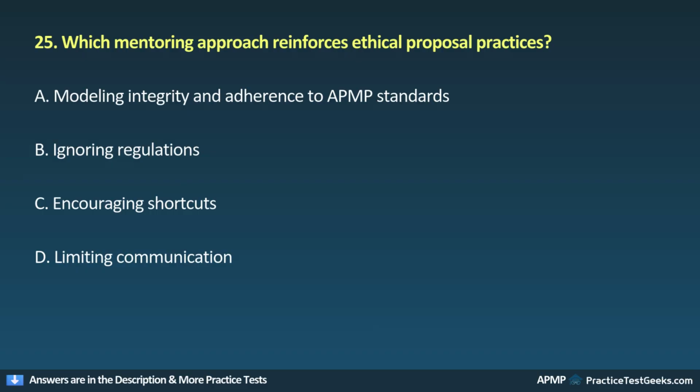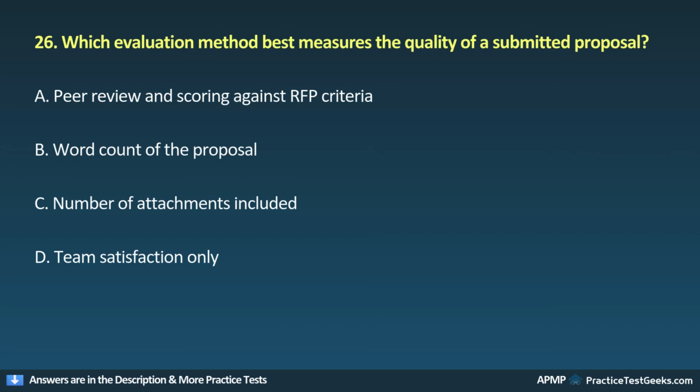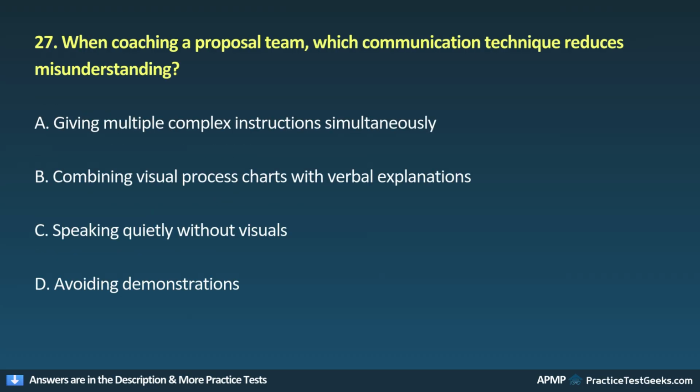D. Limiting communication. 26. Which evaluation method best measures the quality of a submitted proposal? A. Peer review and scoring against RFP criteria. B. Word count of the proposal. C. Number of attachments included. D. Team satisfaction only.